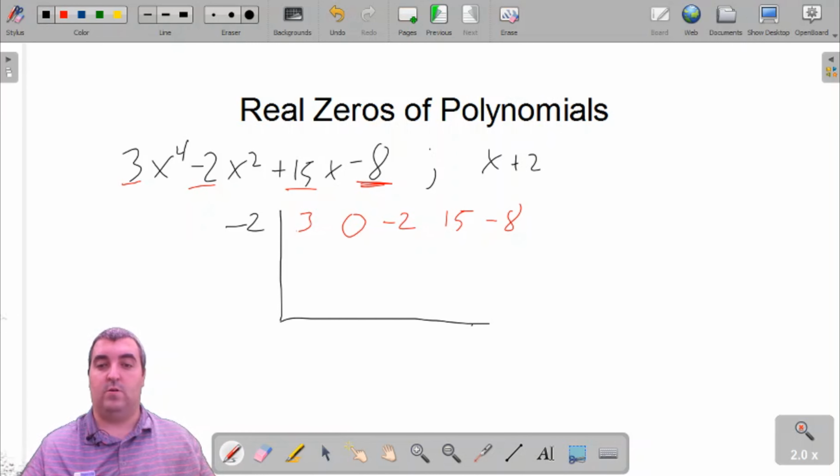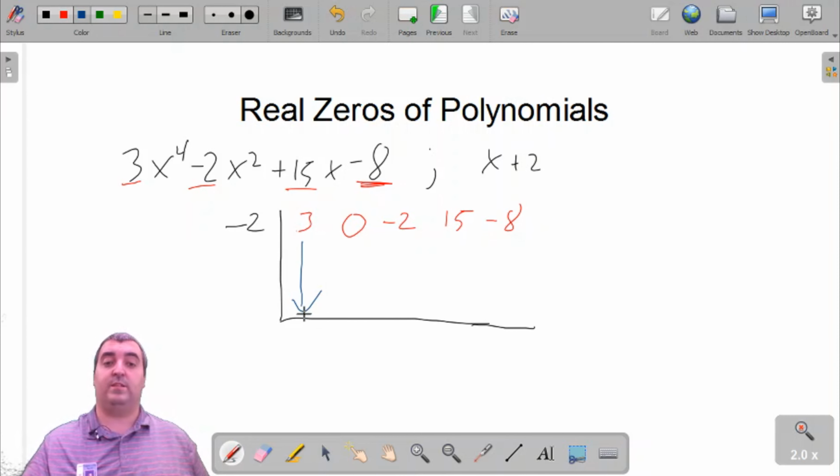All right. So remember, the steps are the same throughout. The only different one is the first, where you just bring this one down. So it's 3 down here. You then multiply, so 3 times negative 2 is negative 6, and then you add. So 0 plus negative 6 is negative 6. Do the multiplication again. Negative 2 times negative 6 is positive 12. Add, you get 10. Do it again.